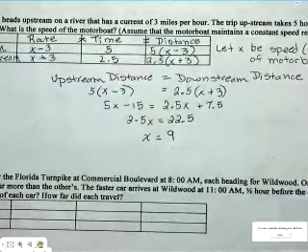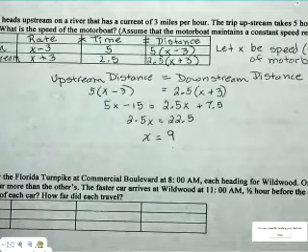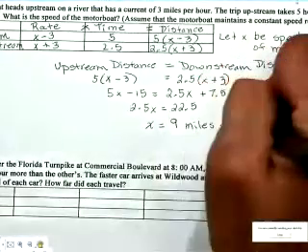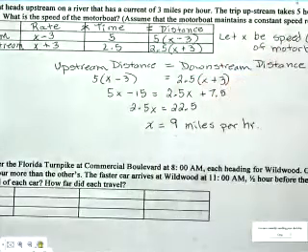I can kayak that fast. This boat doesn't even need an accelerator. It just needs a paddle. 9 miles per hour, and that's the speed of the boat.